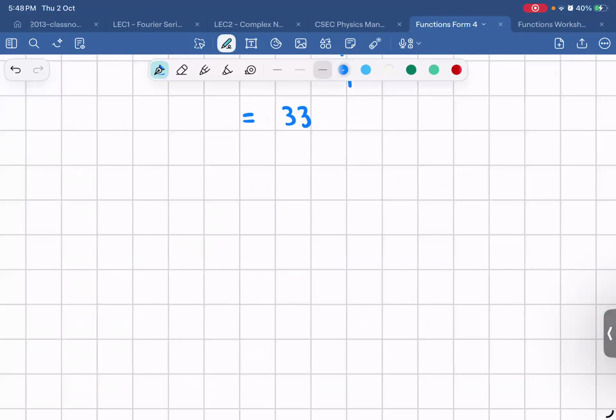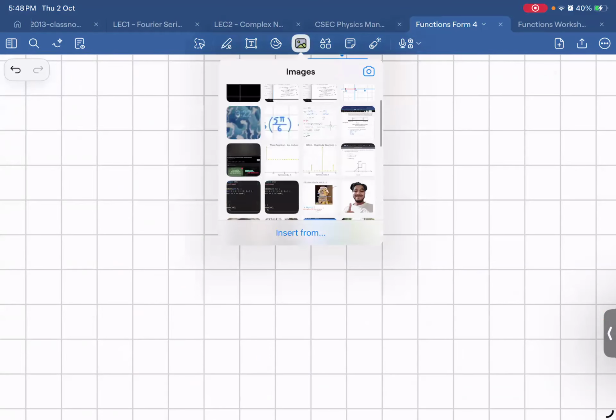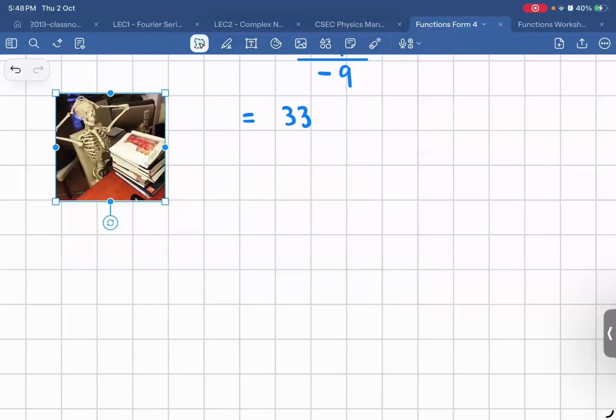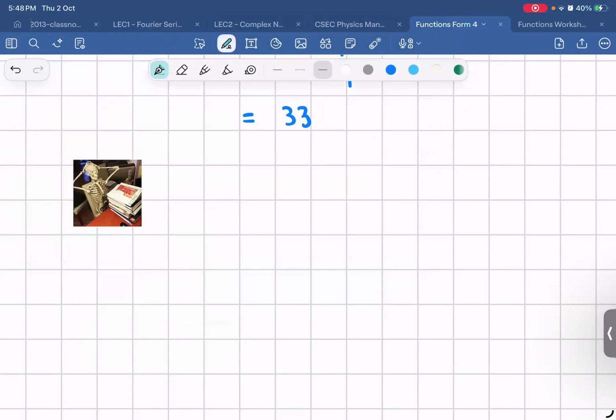But I'm happy that everybody understands that. Let me actually get into composite functions now. Let me get into it. So this is going to be a real example.